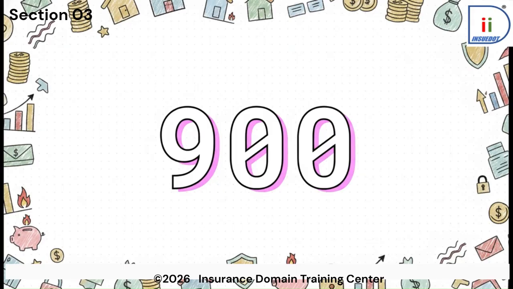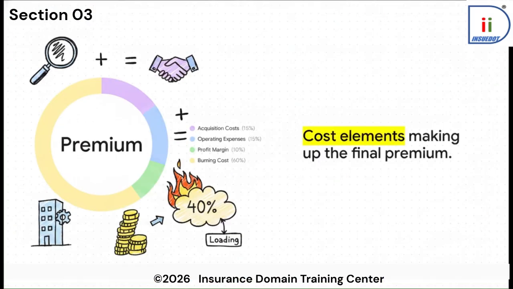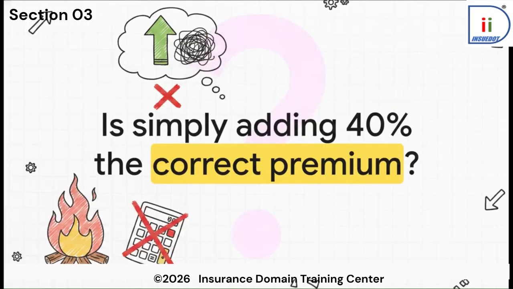But here's the catch. Insurers have a lot of other bills to pay, not just claims, right? They've got acquisition costs, which is what they spend to actually get the business. And let's say that's 15% of the premium. Then you have operating expenses, keeping the lights on, running the offices, that's another 15%. And of course, they need a profit margin. Let's peg that at 10%. So when you add up that 15, 15 and 10, we're looking at a total loading of 40% in extra expenses. Now here is a classic trap that so many people fall into.